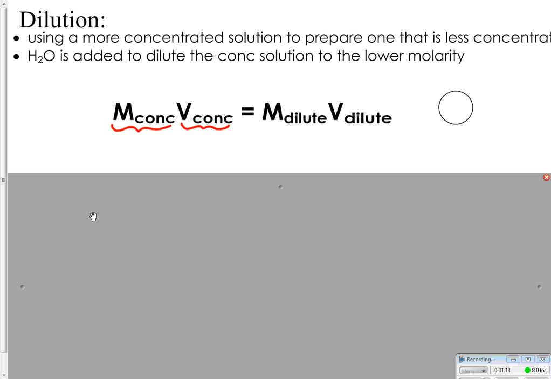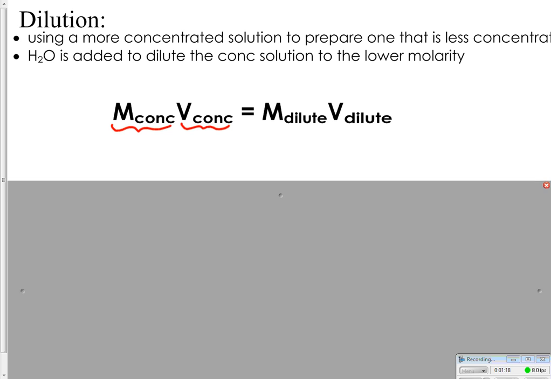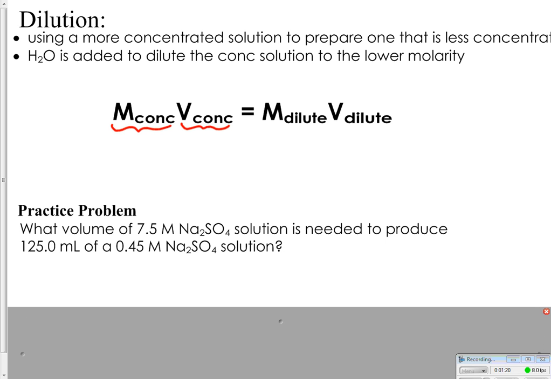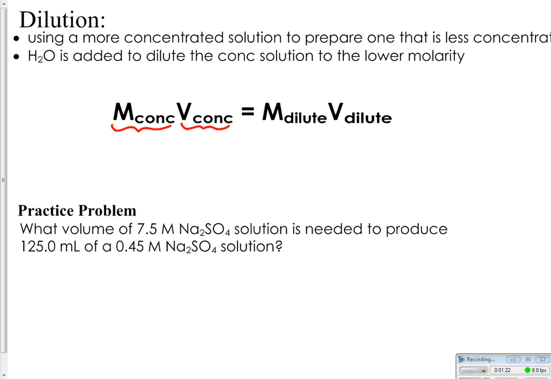Now, as long as you know 3 out of the 4 variables, you can solve for the 4th. So the problems themselves are not difficult. The most important thing to do is to keep the information paired together the right way. If you look at the practice problem on your sheet, it says: what volume of 7.5 molar Na2SO4 solution is needed to produce 125 milliliters of a 0.45 molar solution?